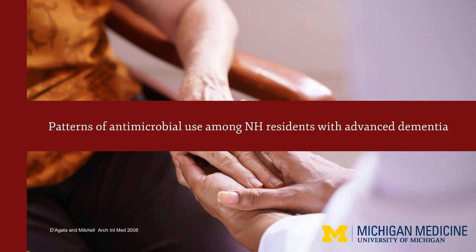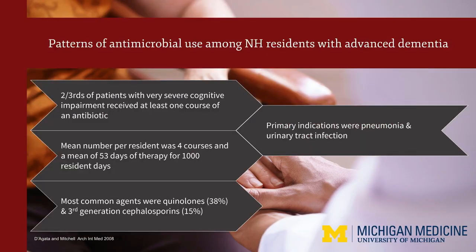In order to answer this question, I'd like to look at some of the dementia literature. The next study is a wonderful study done by Erica D'Agata and Susan Mitchell, and it was published in 2008. They examined patterns of antimicrobial use among 214 nursing home residents with advanced dementia. During the time of the study, 2/3 of these patients with very severe cognitive impairment received at least one course of an antibiotic. The mean number per resident was an impressive 4 courses, and a mean of 53 days of antibiotic therapy for 1,000 resident days was recorded.